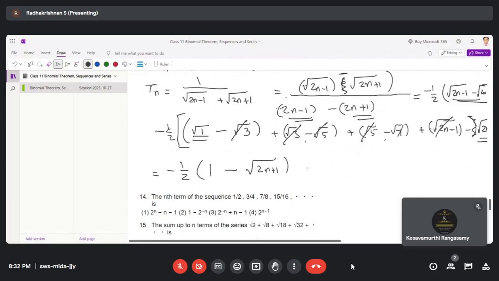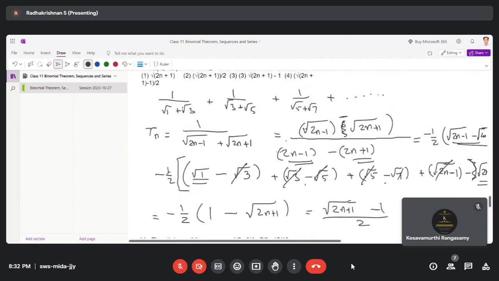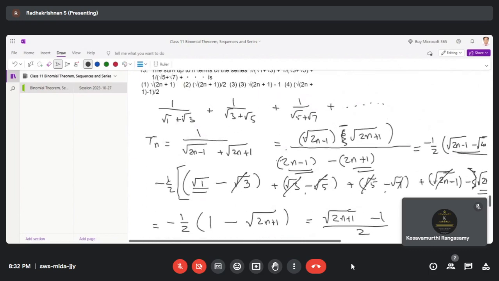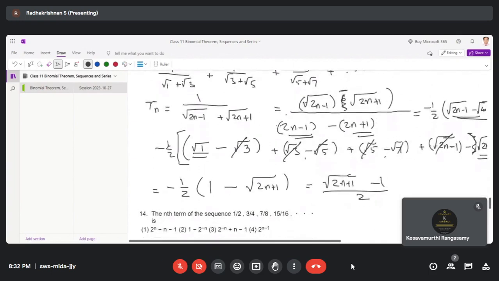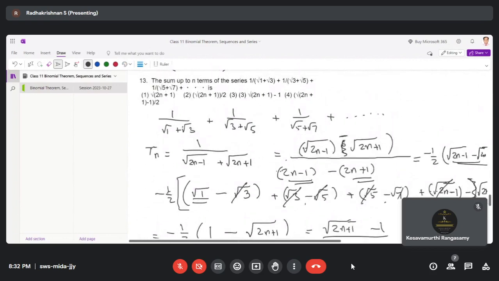Okay, so we can take the minus and multiply by minus 1. This will become minus, this will become plus. So root of 2n plus 1 minus 1 whole divided by 2. Is there an option like that? Root of 2n plus 1 minus 1 whole divided by 2 is your option number 4.